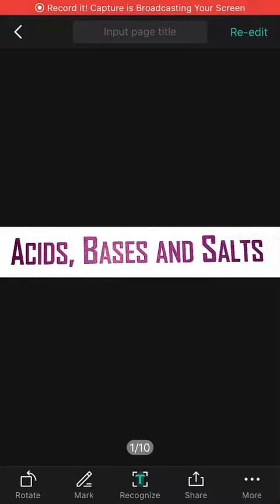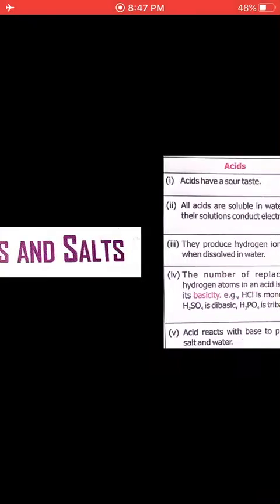Hello students, today we are going to take the second part of the chapter Acids, Bases and Salts. As previously we have studied what is an acid, what is a base and what are salts. So today in this slide we will be studying the further properties of acids, bases and salts.